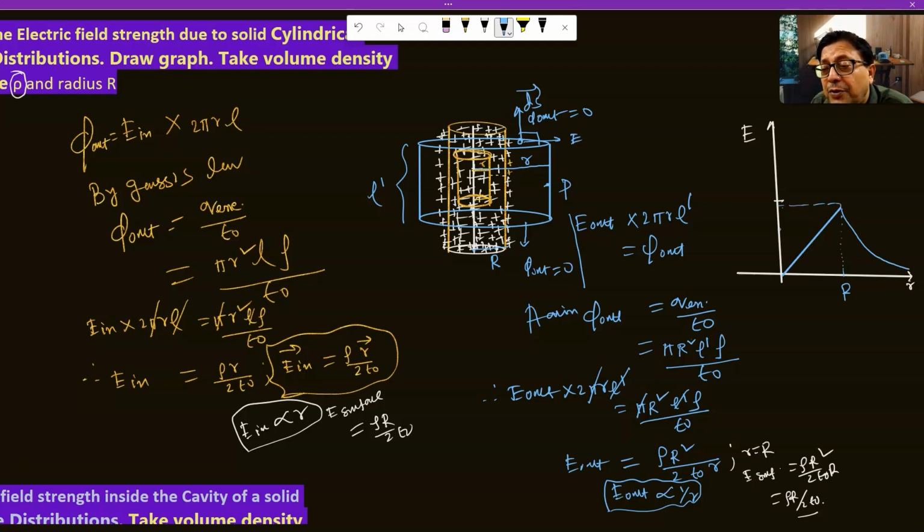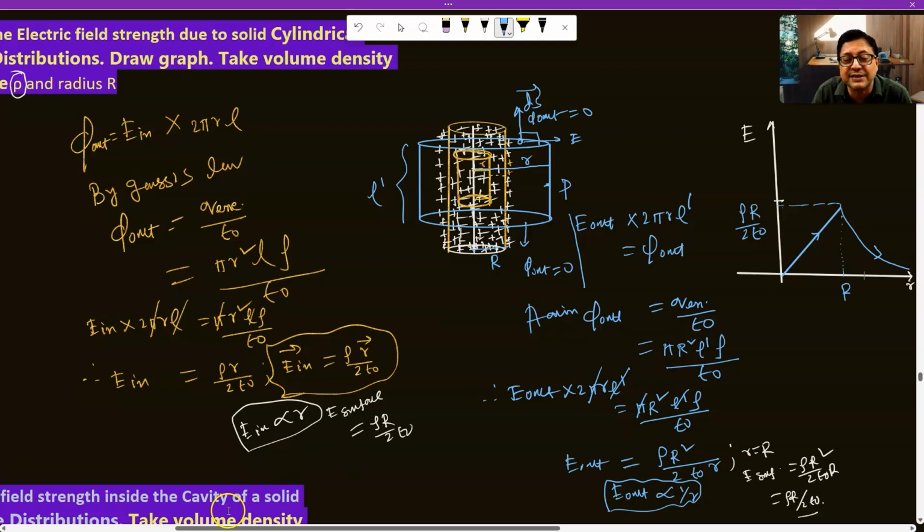So this value is maximum, which is given by rho R by 2 E0. You must be very good at plotting graphs, or at least remembering these graphs, because options in the entrance exam are asked based on this. I am doing it here in detail for that reason only. It will be a straight line inside the volume; outside, it changes.